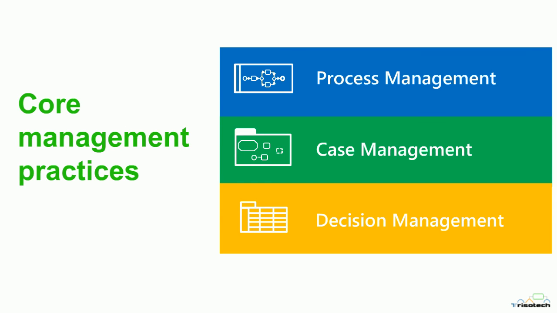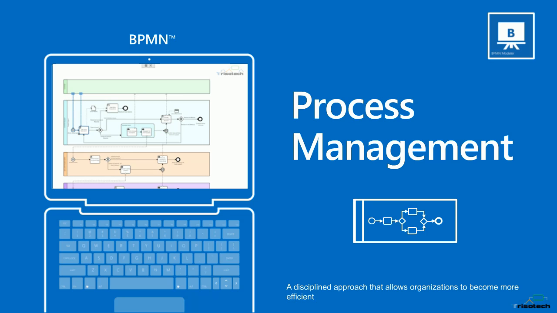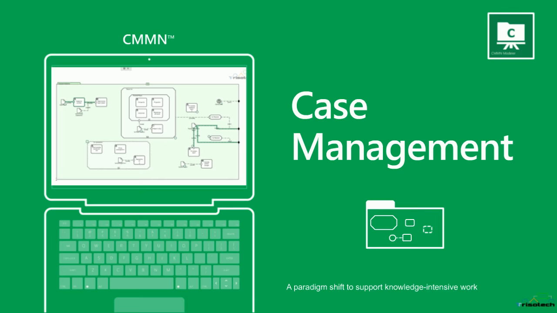So today we want to talk about 3 core management practices that we will explore through standards that the OMG has provided, and namely process management, case management, and decision management. And process management is really a discipline to help us as an organization to become more efficient. And within process management, the OMG has provided a standard that is called BPMN, the Business Process Model and Notation.